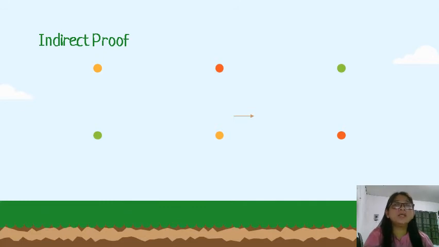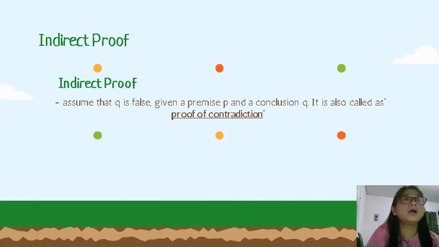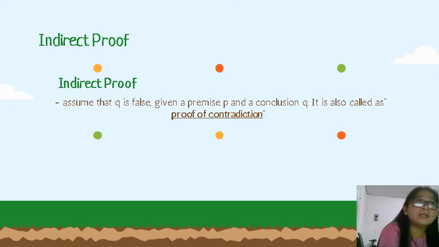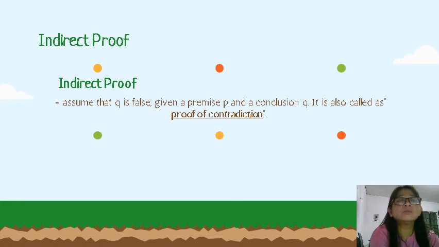So we have now the indirect proof. Ano ba yung indirect proof? Indirect proof assume that Q is false given a premise P and a conclusion Q. It is also called the proof of contradiction. Yung indirect proof ay tinatawag din po na proof of contradiction.